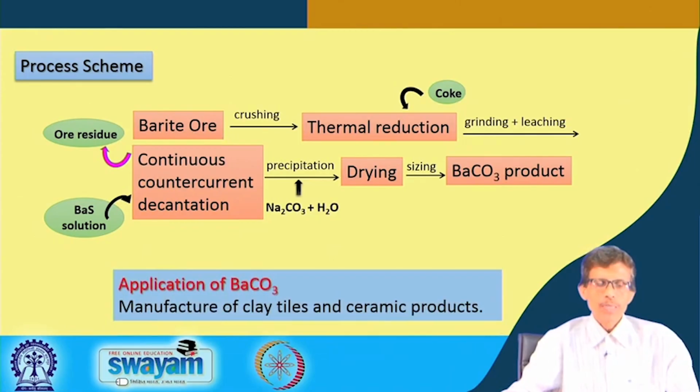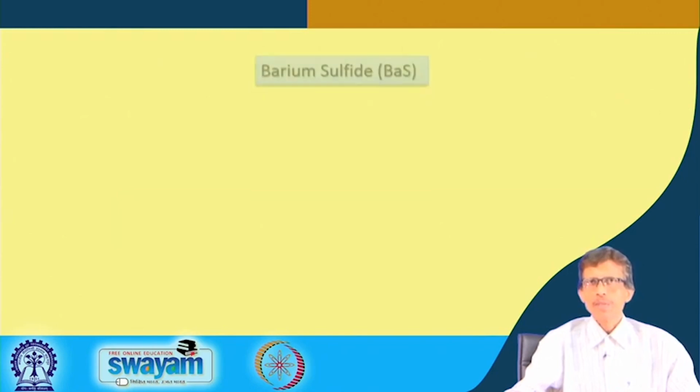This barium carbonate is very useful in manufacturing clay based tiles and ceramic products, ceramic pottery and other things. So, some amount of barium is there. Barium is basically improving the material quality, the thermal resistance and its longevity. So, that is why some recommended amount is added during the manufacture of these clay tiles and ceramic products.